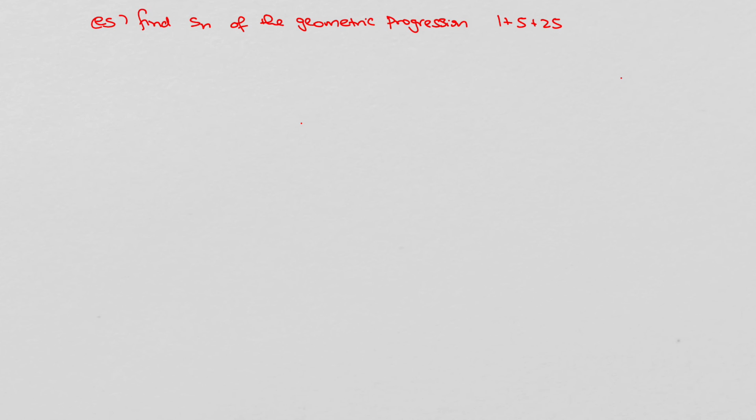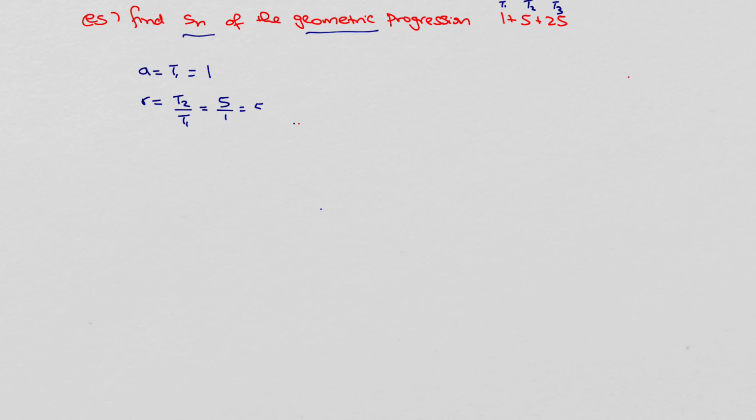So for example, find the sum to n terms of the geometric progression 1 plus 5 plus 25. So we would say term 1, term 2, and term 3. So we can see a is term 1, which is equal to 1. And then we would need to write down what's the common ratio. So that's going to be term 2 divided by term 1. So in this case, 5 divided by 1 is 5.